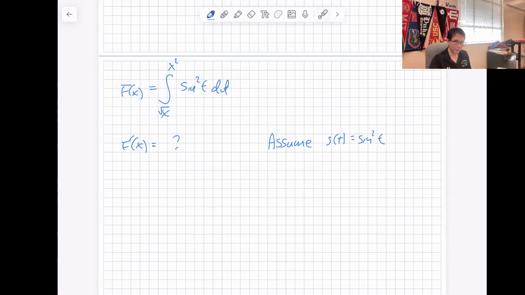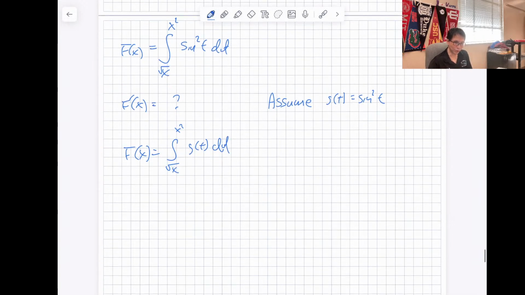Now sometimes, remember, the boundary could be one constant, one variable, but if it's a variable on one of them, usually they'll ask you for the derivative of it. Okay, so therefore I'm going to say f of x is the integration from square root x to x squared of g of t dt. Now if I integrate this, remember we want to take a derivative of both sides, so that's equal to d/dx of the integral from square root x to x squared of g of t dt.